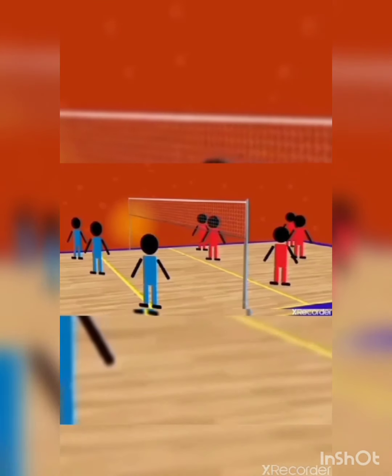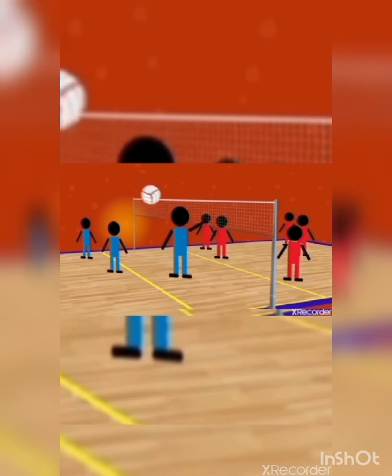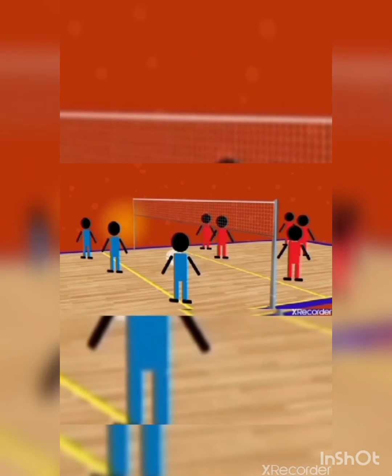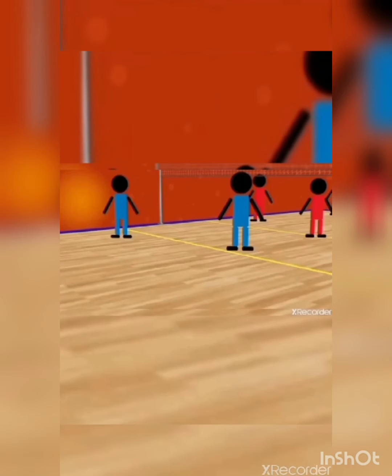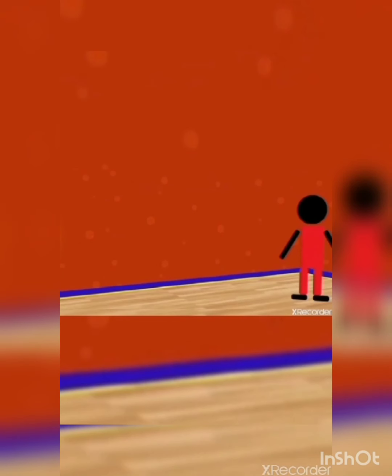Now, how they lose the point is, first, when the player sends the ball and the ball does not cross the net. For example, the player loses the chance. That's the first thing. Second, when the opposite team sends the ball across.